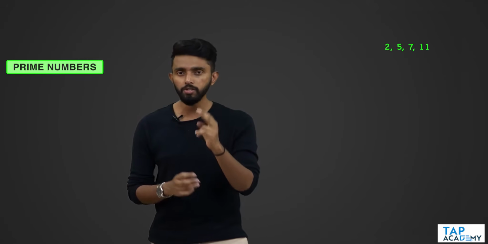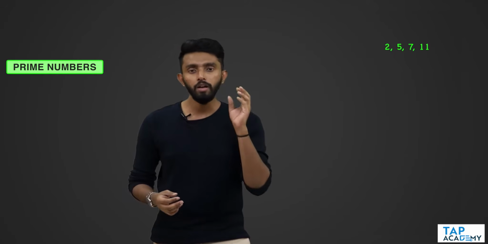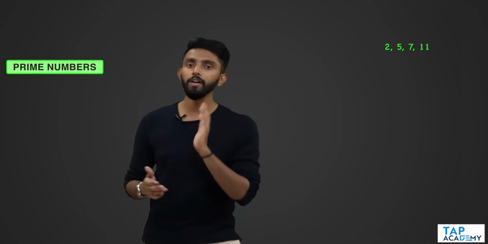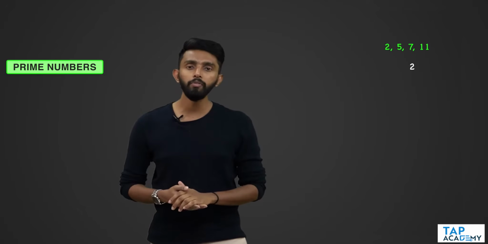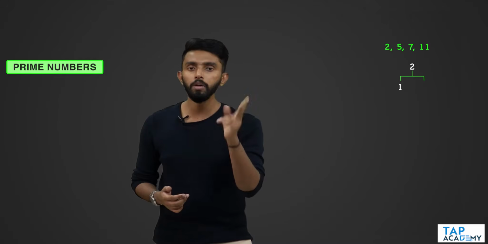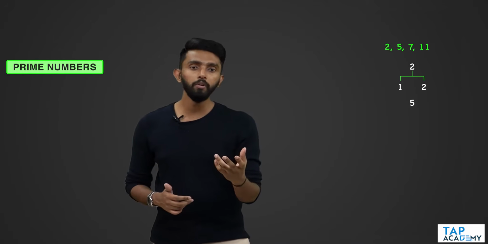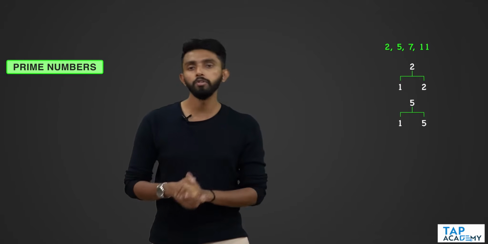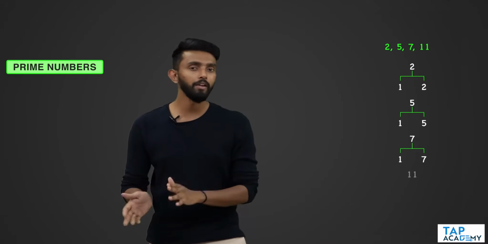or two divisors. What is a factor or a divisor? It is something which can perfectly divide a number. 2 can only be perfectly divided by 1 and the number itself which is 2. 5 can only be perfectly divided by 1 and the number itself which is 5. 7 is 1 and 7, 11 is 1 and 11.